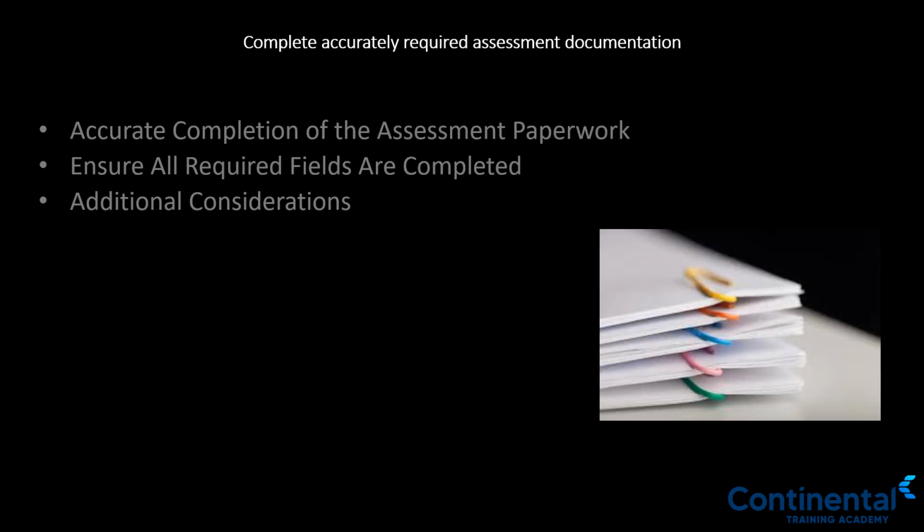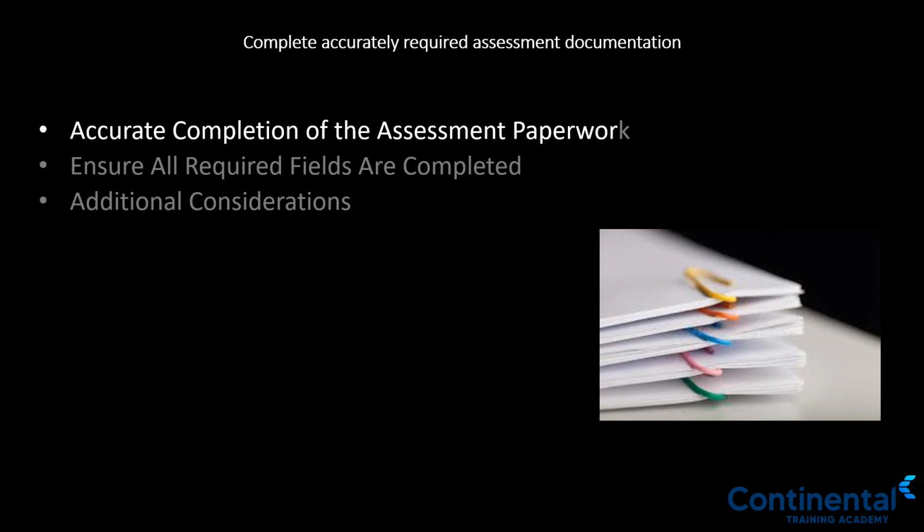Completing assessment documentation accurately is a crucial part of the assessment process for physical intervention skills training. It ensures that the assessment results are formally recorded, providing a clear record of learner achievements and areas of improvement. Before starting the documentation process, have a checklist of all the required fields that need to be completed in the assessment paperwork. This may include learner details, assessment criteria, observer comments, and outcomes.